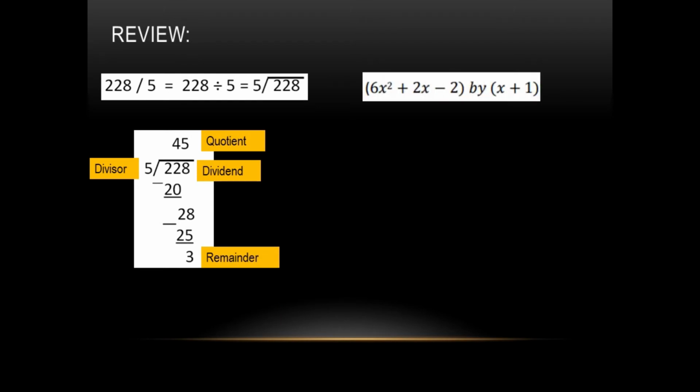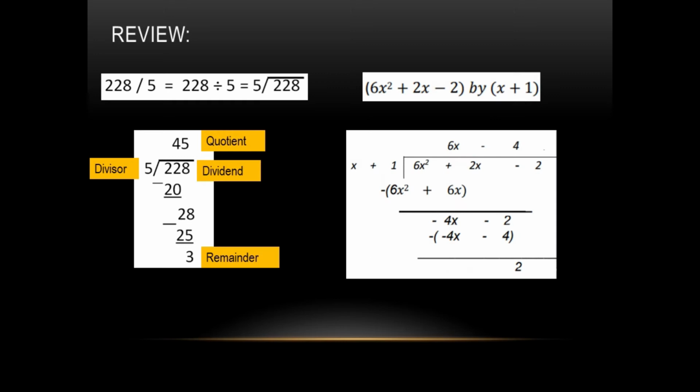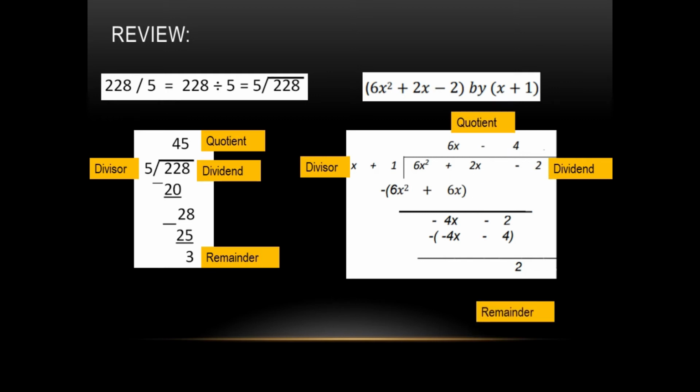Okay, so how about in polynomial like that? So we have to divide 6x squared plus 2x minus 2 by x plus 1. So we can write that polynomial, dividing polynomial like this. Okay, so this is the process of long division. So what is our dividend? So our dividend is 6x squared plus 2x minus 2, and the divisor is x plus 1. So our quotient is 6x minus 4, and the remainder is 2.